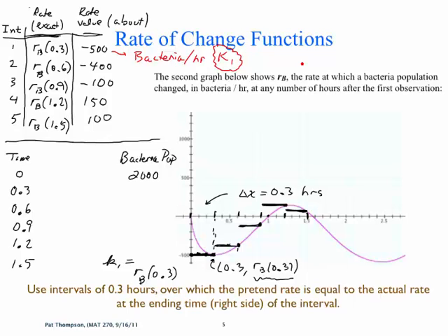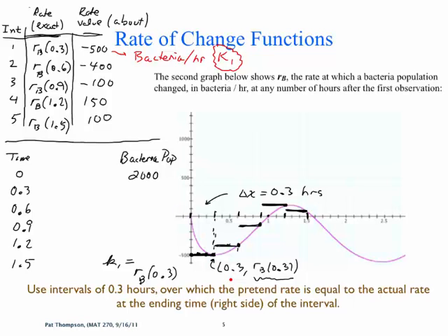Sorry, 1,600 more. Next one, 1,000. Where's Sana? Any idea? Bacteria population at 0.3: 2,000 times 2,000. So you want to take times 0.3.